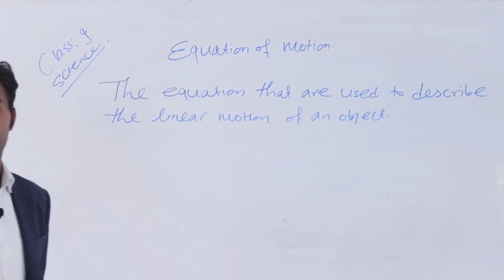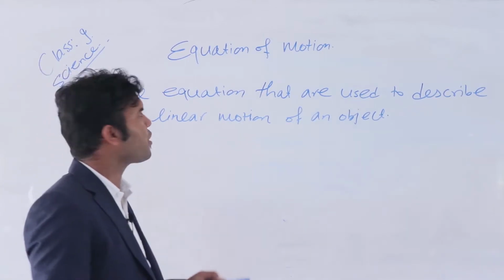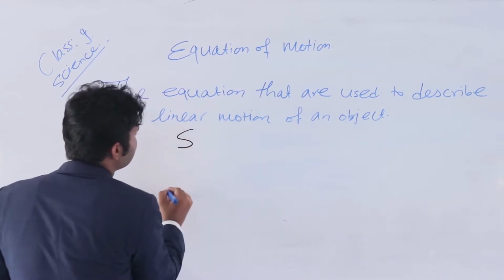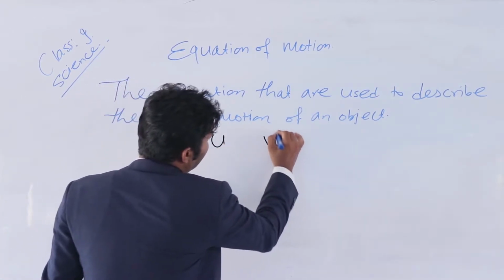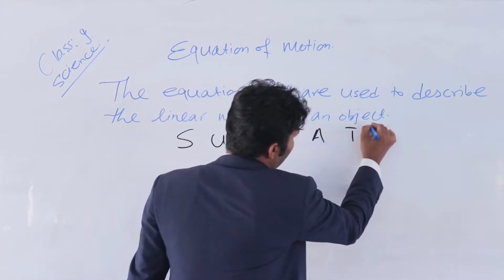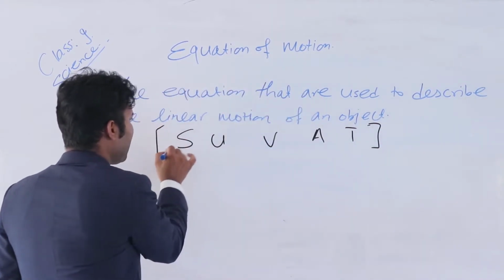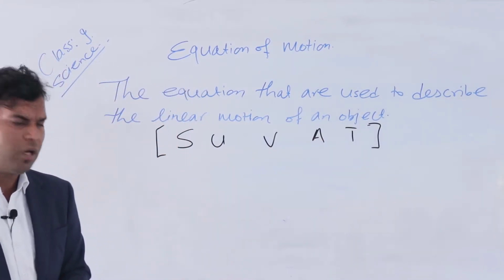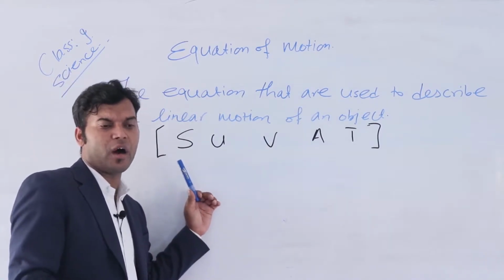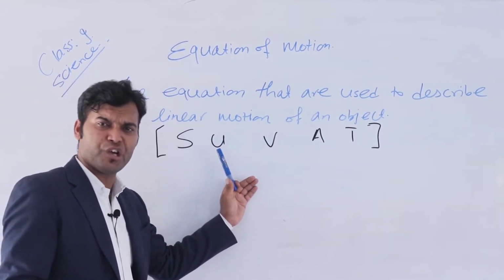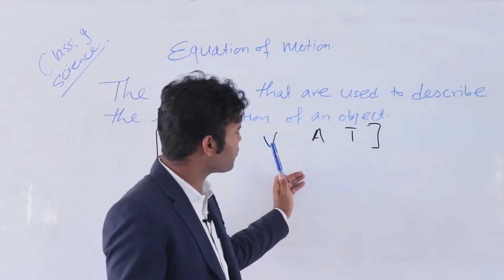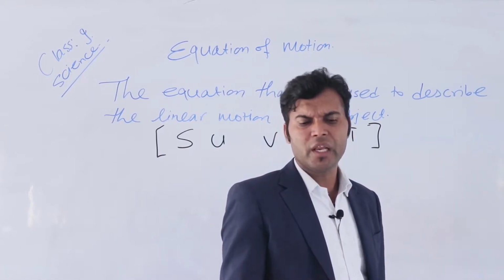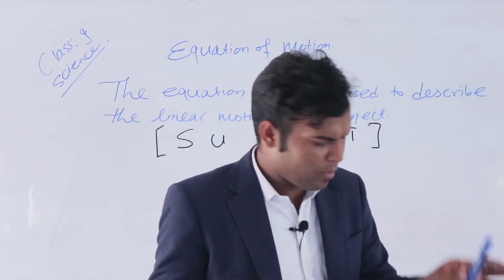In class 8, you read about this term. You read S, U, V, A and T. These terms are frequently used in our equations of motion, where S means the displacement, U means the initial velocity, V means the final velocity, A means the acceleration, T means the time. Are you clear? Okay. First, write it once.